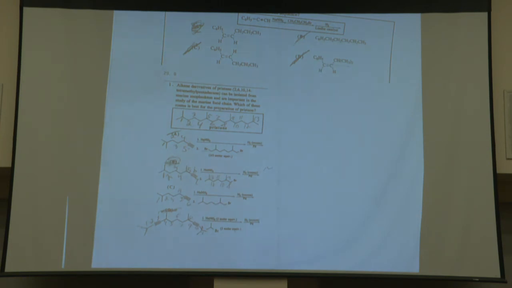So B is the correct answer. Any questions on this one? This is a tricky one just because you have to count carbons and stuff, but we're good? Okay.